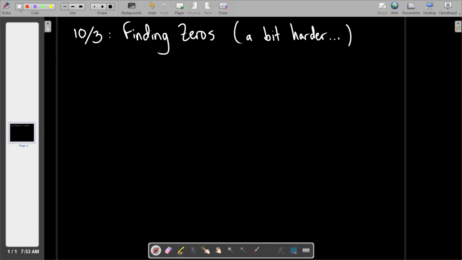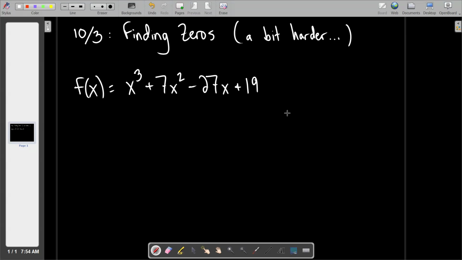So we're finding zeros still, but we're going to now use the skills that we've learned collectively all together. So the first one is going to be f of x equals x cubed plus 7x squared minus 27x plus 19. And I will tell you that x minus 1 is a factor. So let's get to it.